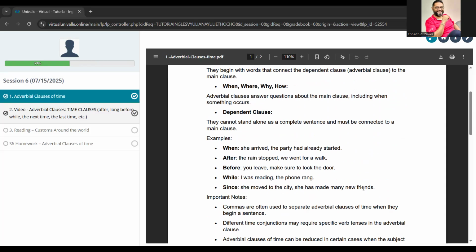Examples: When she arrived, the party had already started. So here we have the main clause, the party had already started. This is a perfectly sound sentence. And when she arrived is basically dependent. When she arrived depends on this one to be a perfectly good sentence.